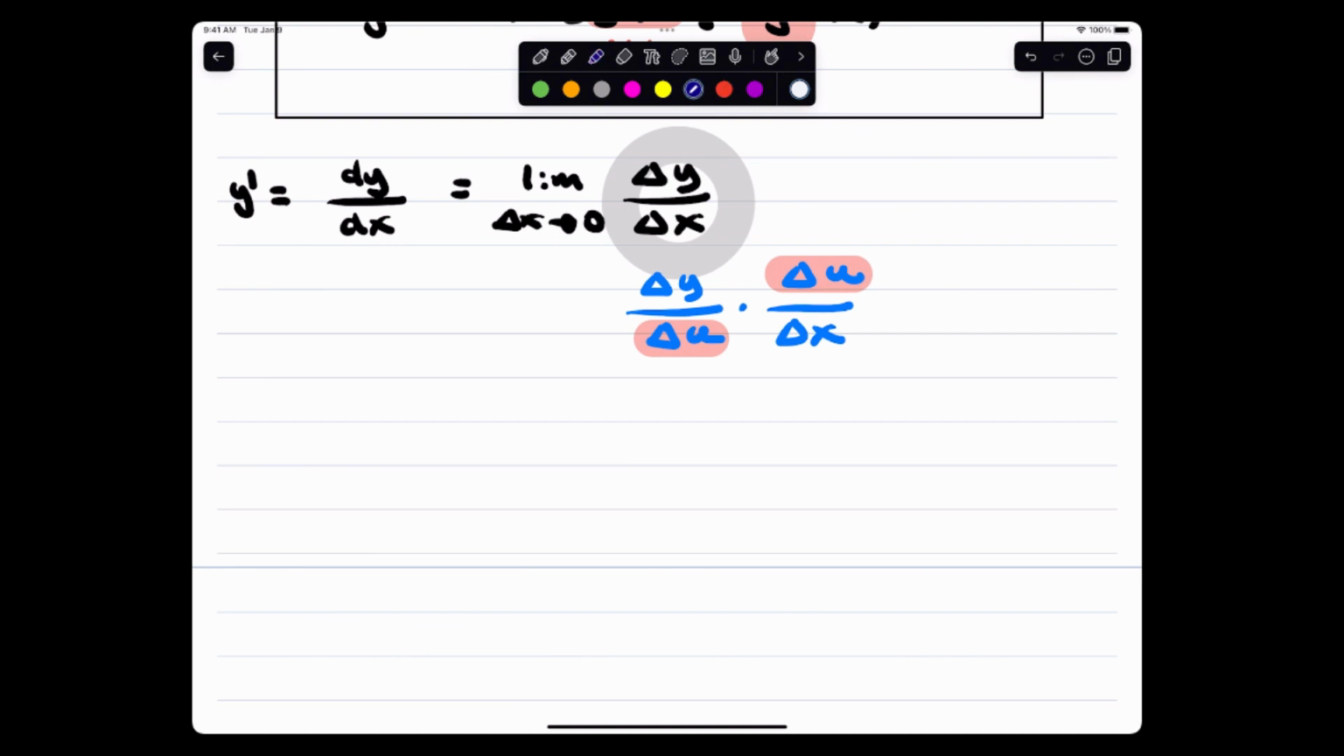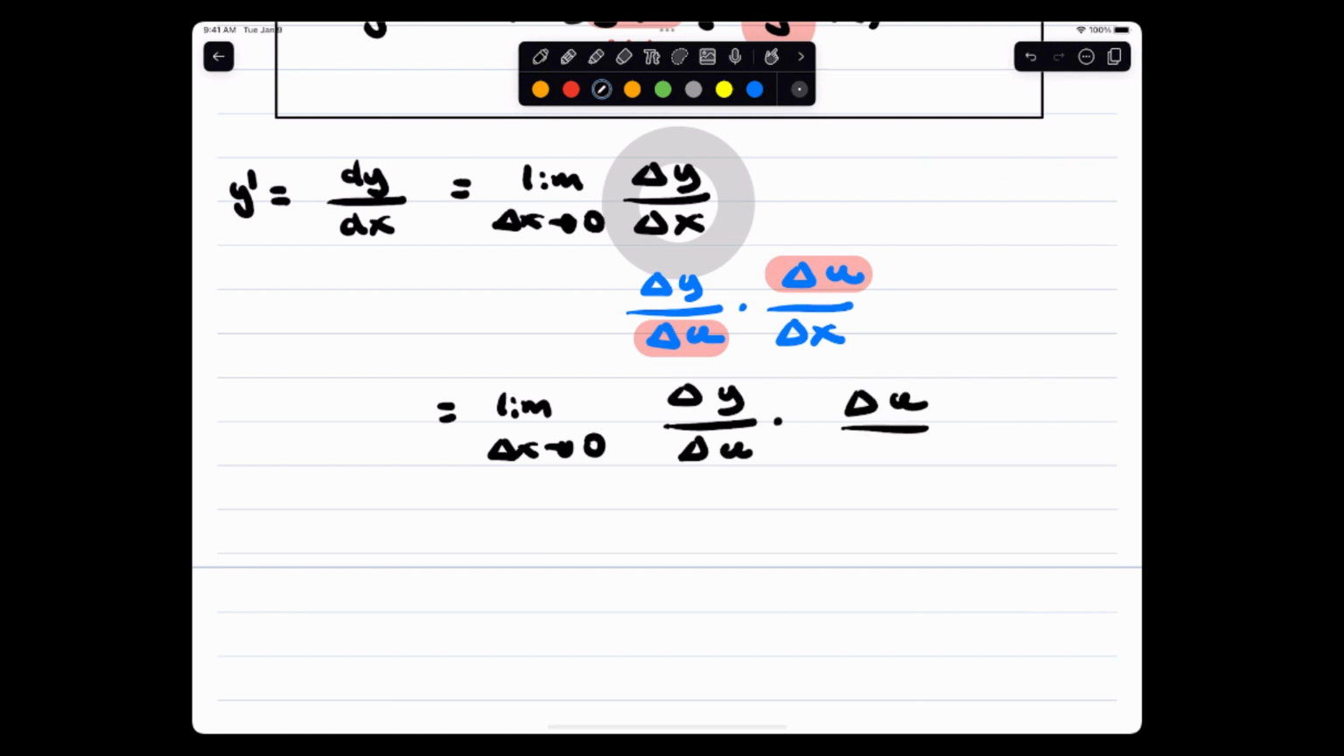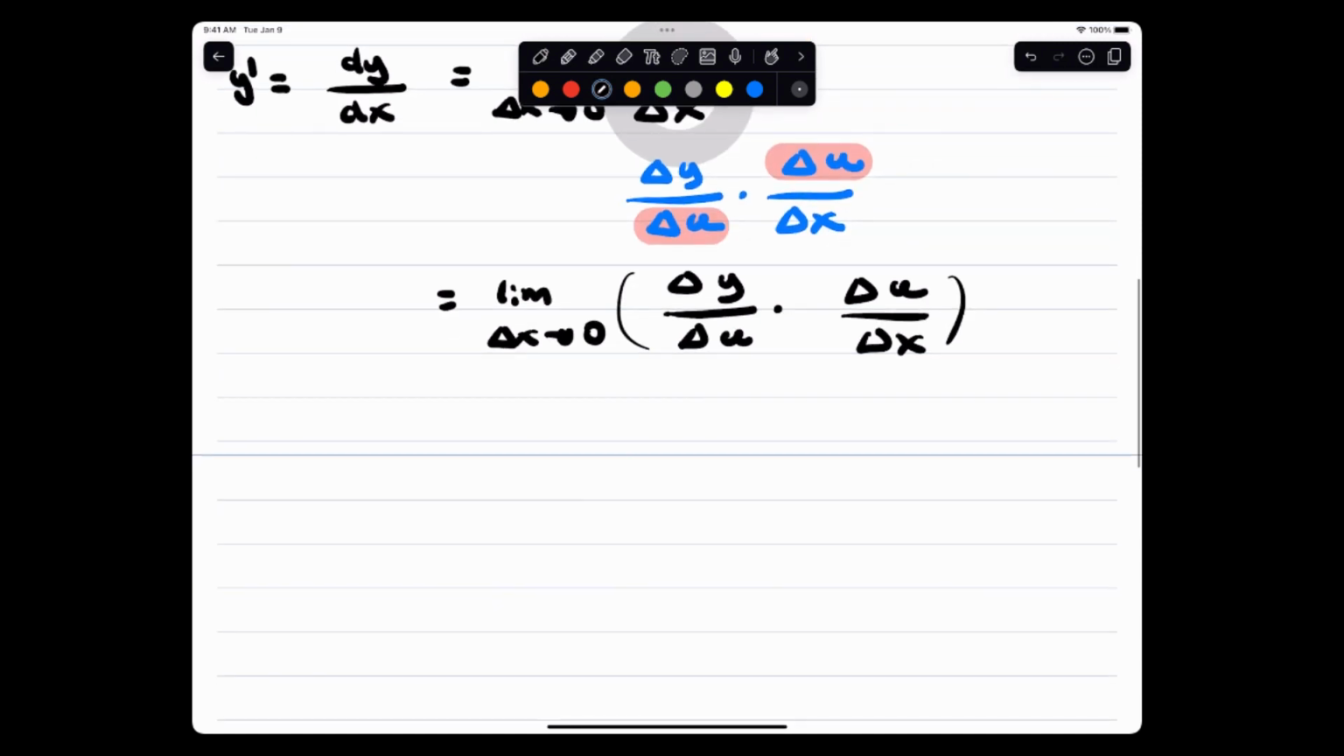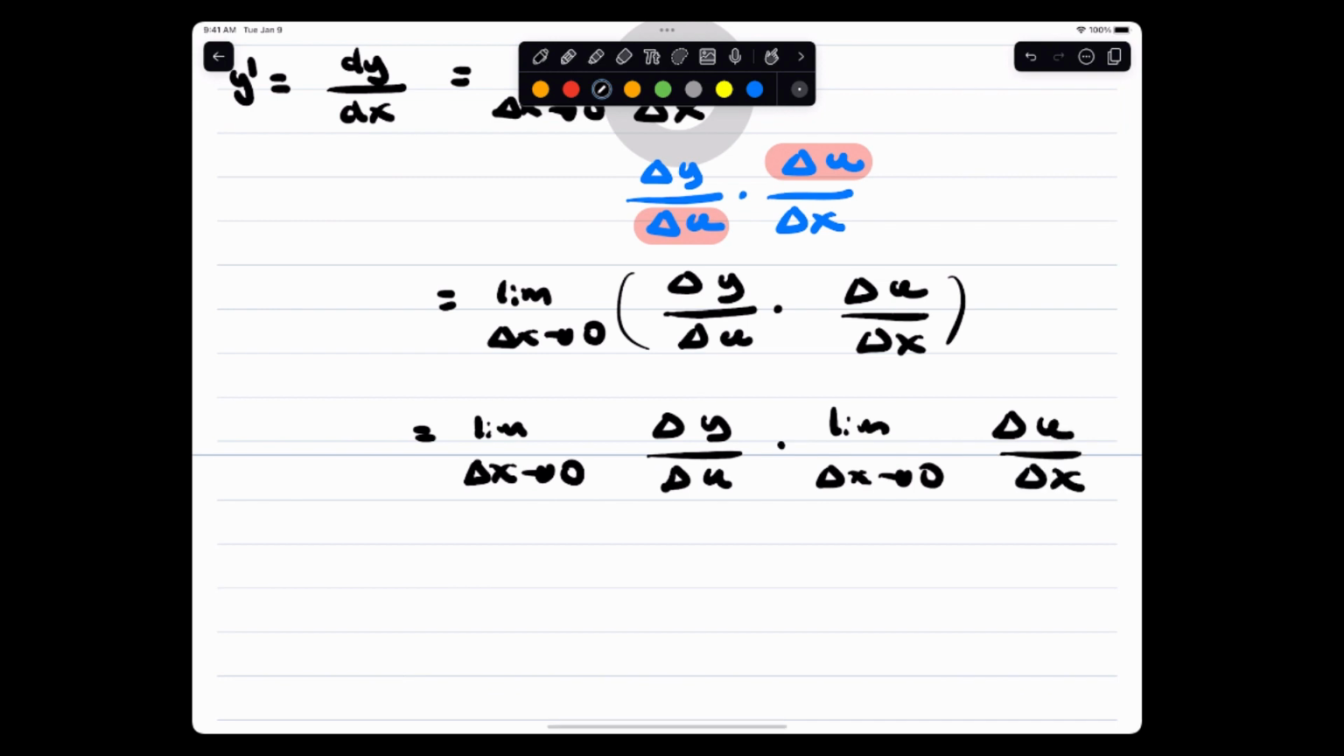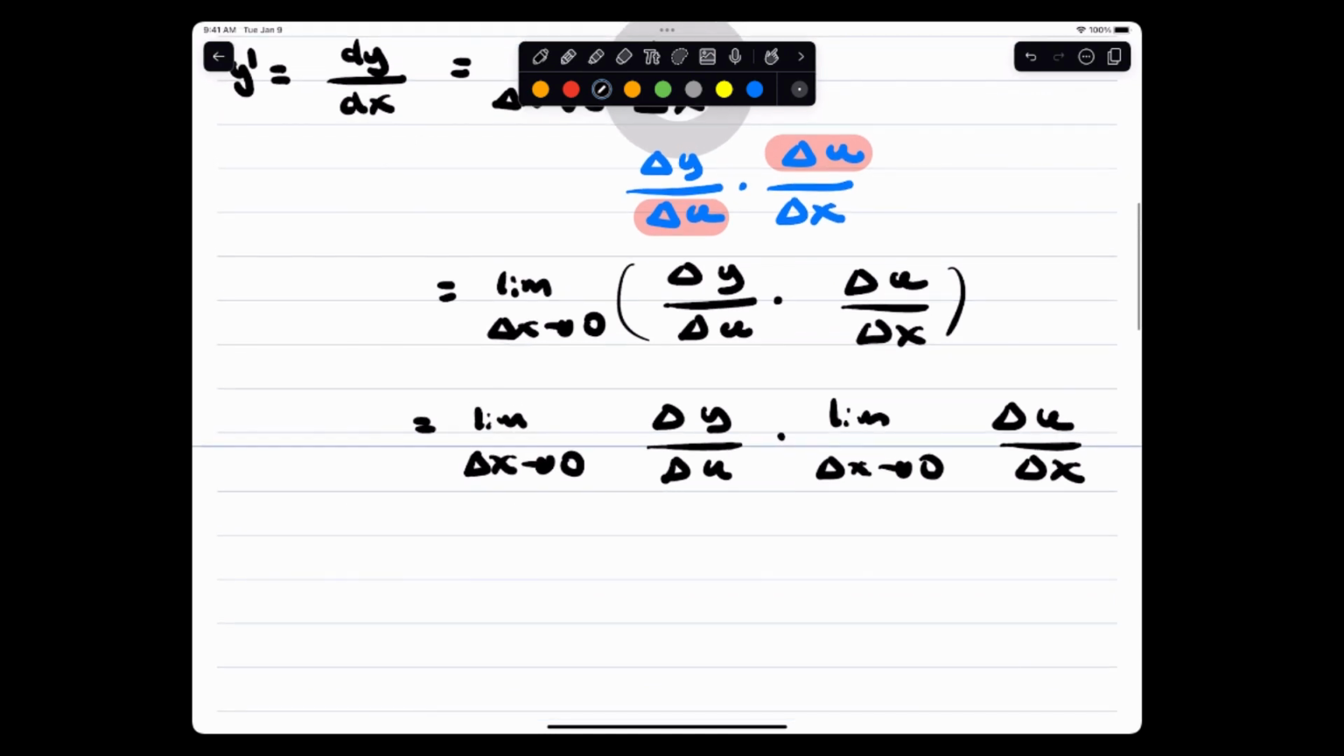So the proof of chain rule really becomes this. It's the limit as delta x goes to 0 of delta y over delta u, times delta u over delta x. You're going to use what rule again? The product rule. Take the limit as delta x goes to 0 of delta y over delta u, times the limit as delta x goes to 0 of delta u over delta x, because the limit of a product is the product of limits. So all along, my dy dx is really what you see here.